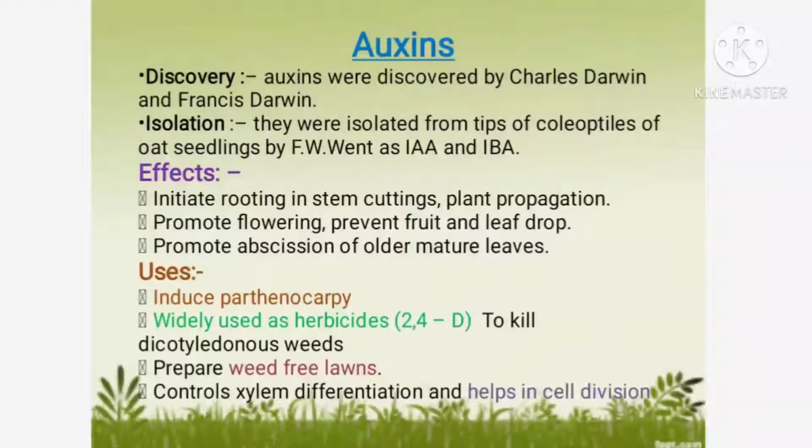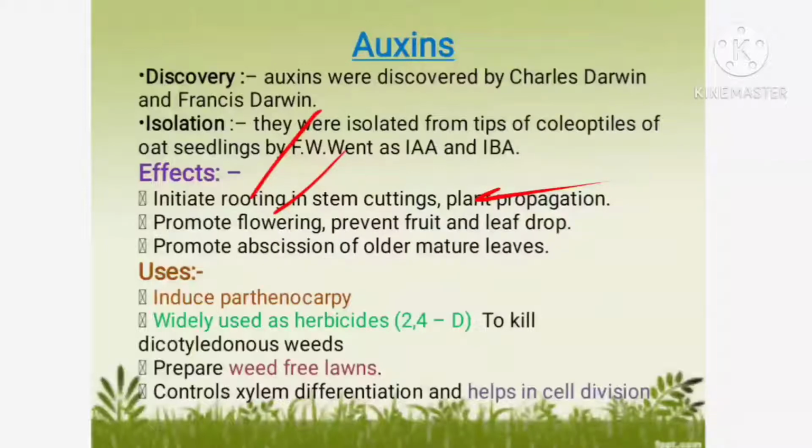So how are these roots coming? The roots are initiated by some chemical mechanism. Who is playing a major role there? The auxins are playing a major role. So, they are initiating rooting in stem cutting and thereby helping in the propagation and growth of the plant. Next, they are promoting flowering. To produce flowers also they are playing a major role.